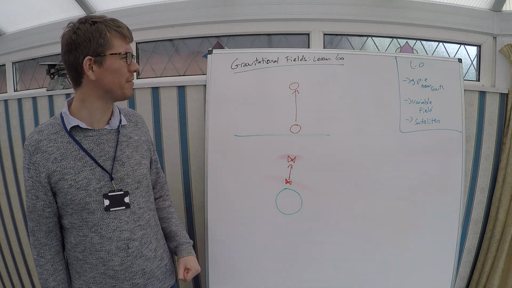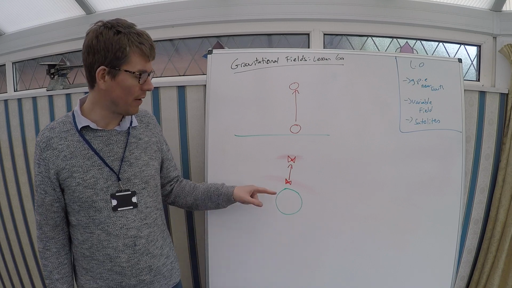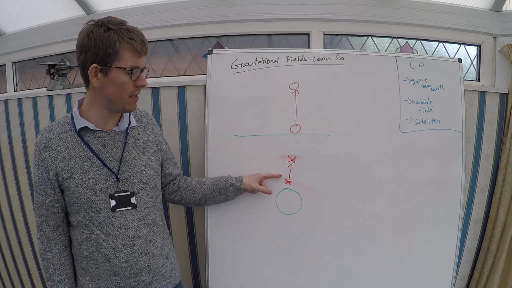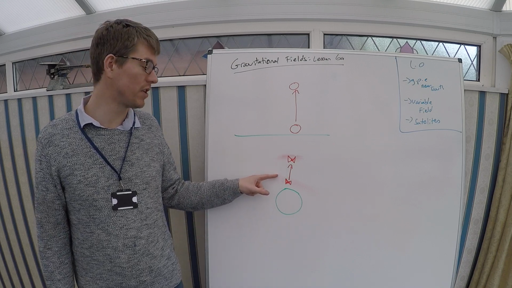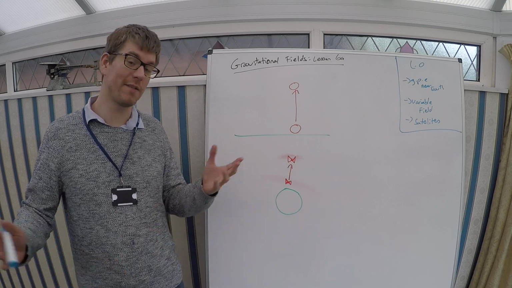And welcome to Gravitational Fields Lesson 6a. Today I'm going to teach you how to calculate the speed of a satellite as it moves closer or further away from a planet. Normally Earth, but they could do it around any planet.